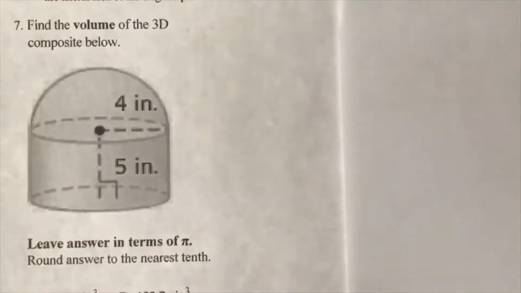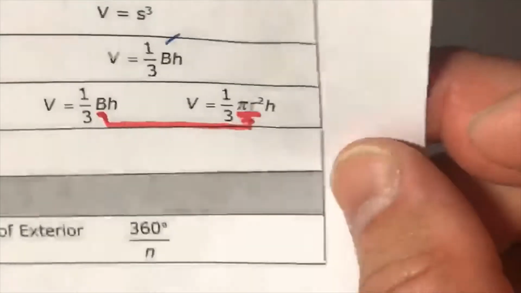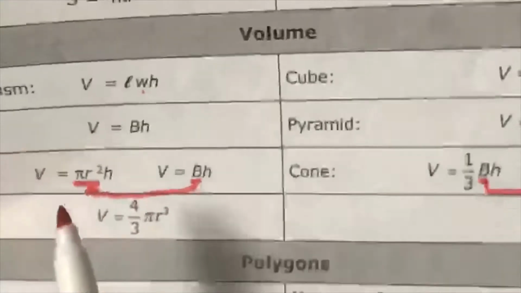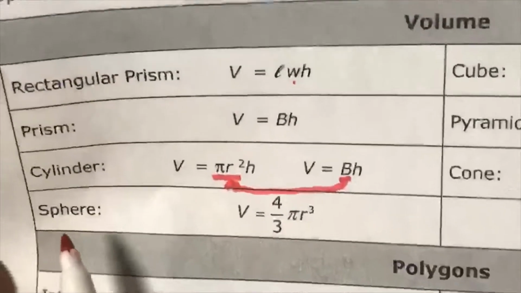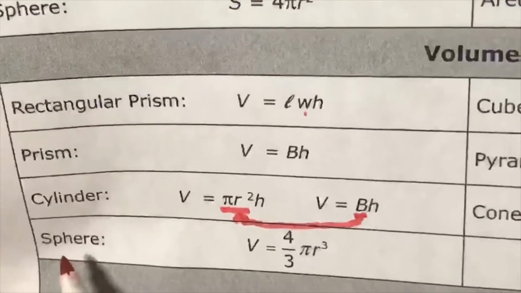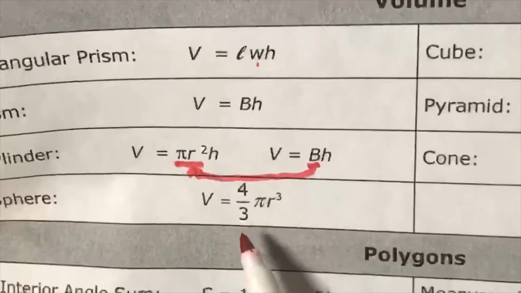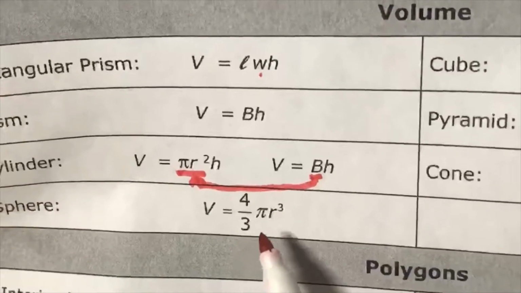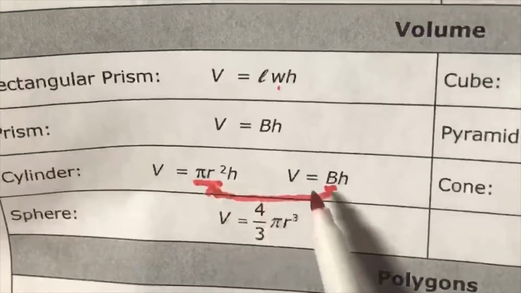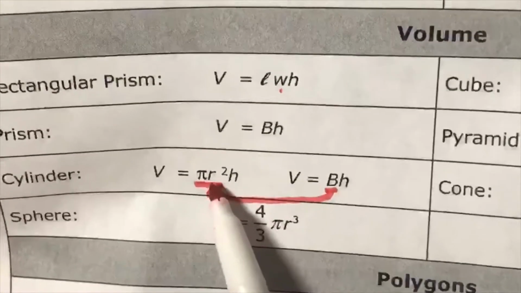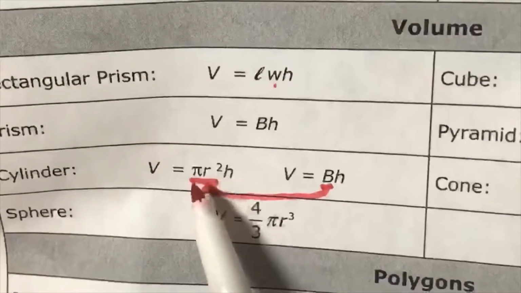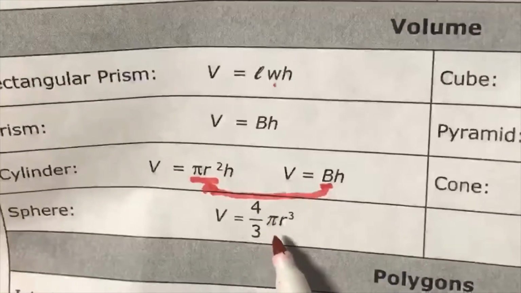Okay, so we have a hemisphere. We're doing volume, so let's go over here to volume. We don't have a formula for hemisphere, but we do for sphere, so we'd have to cut this in half. All right, so we're going to write that down, and we said we had a cylinder. We want this one, that's capital B, which is pi r squared. Okay, so it'd be the cylinder plus a hemisphere.